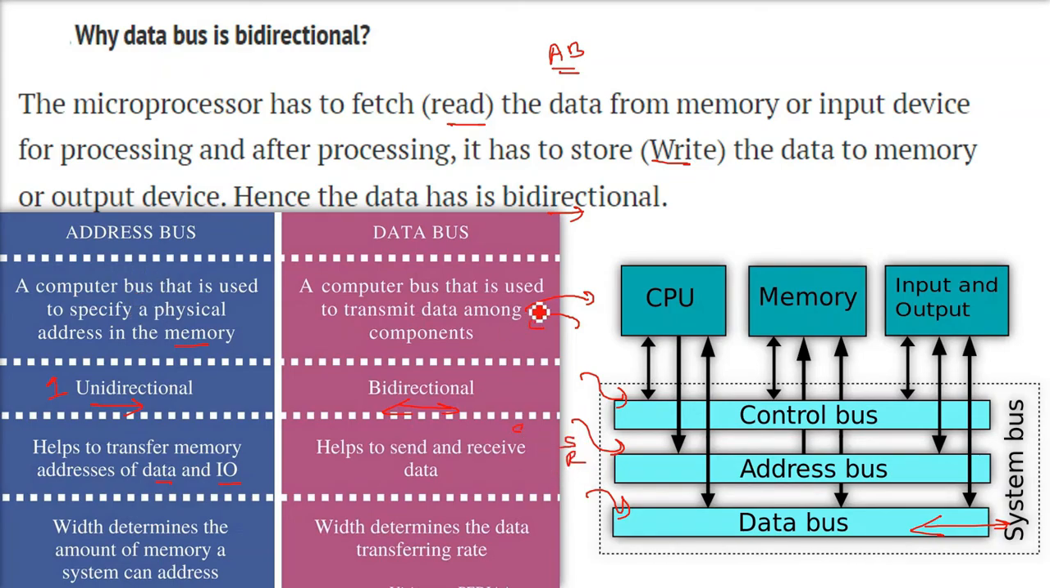The width of the address bus will determine the amount of memory a system can address, while the width of the data bus determines the data transfer rate. For example, you have an address bus of 16 bits. So 2 to the power 16, that is 64K, is the addressing capability, while an 8-bit data bus means an 8-bit microprocessor.